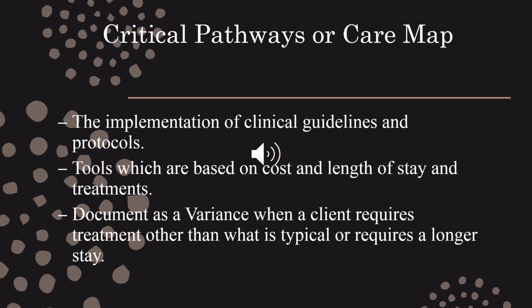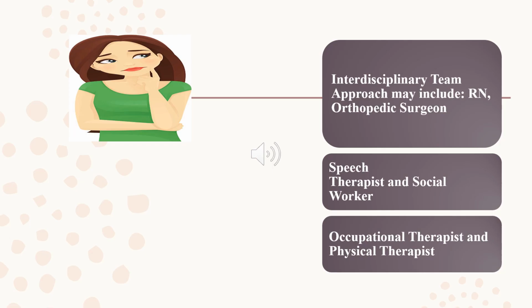Critical pathways or care map. The implementation of clinical guidelines and protocols. Tools which are based on cost and length of stay and treatments. Document as a variance when a client requires treatment other than what is typical or requires a longer stay. The interdisciplinary team approach for Sue may include the RN, an orthopedic surgeon, speech therapist, social worker, occupational therapist, physical therapist.